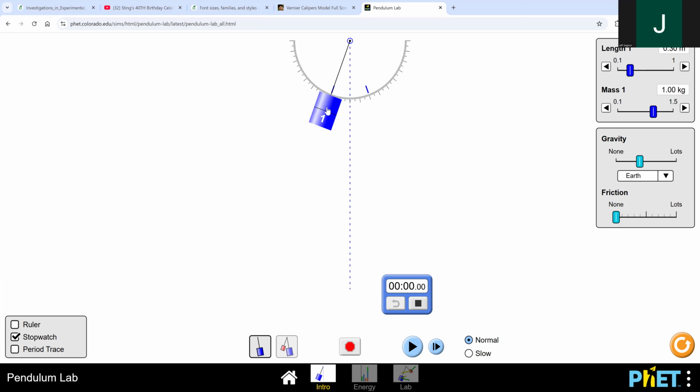One oscillation means it's going to go all the way over to this side and then back. That would be 1, and then 2, and then 3. And when it hits 10, you want to stop the timer. You want to get the time for 10 oscillations. So I'm going to hit start and hover over this so I'm ready to stop it. 1, 2, 3, 4, 5, 6, 7, 8, 9, stop. So 11.22 seconds. That would be the time for 10 oscillations when it had a length of 30 centimeters.